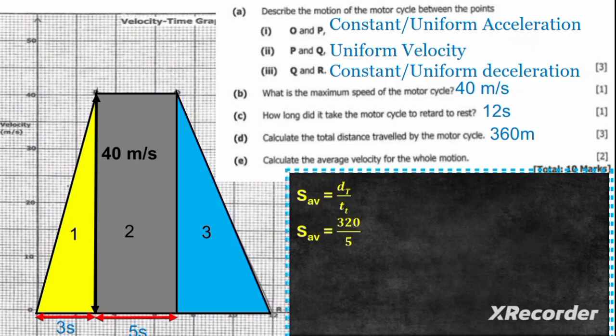So here we're supposed to have 12 seconds, not 5 seconds. So the total time is 12 seconds. Let me use my calculator. We are going to say 320 divided by 12. We are going to get 26.66 meters per second.